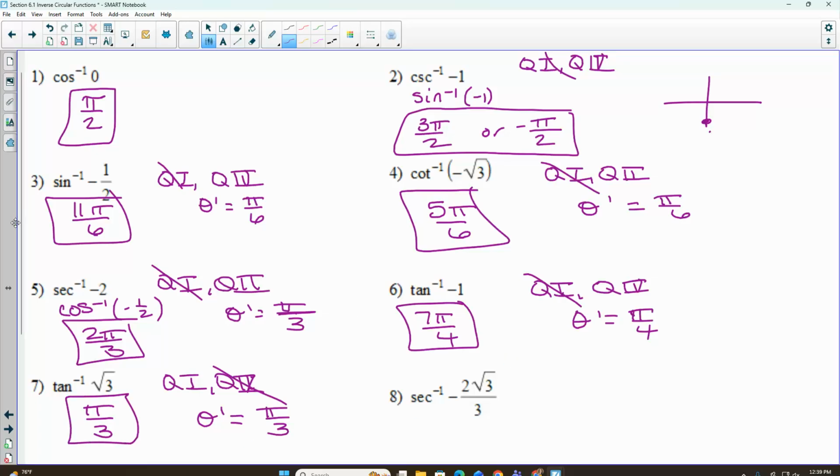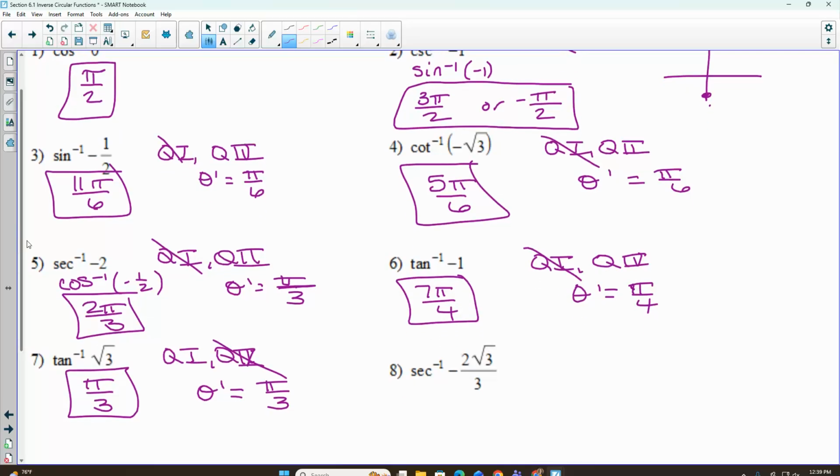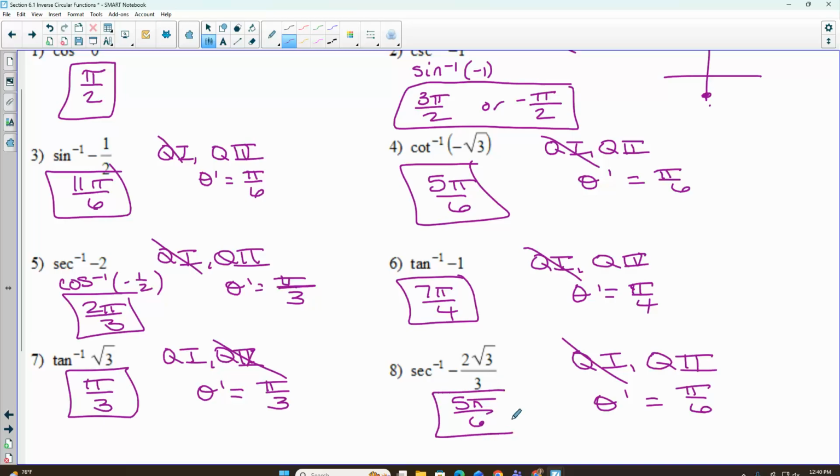And secant inverse of negative 2 radical 3 over 3. Secant is the reciprocal of cosine, so it exists in quadrants 1 and 2. Negative, so quadrant 2. Reference angle: if you need to, think about cosine as the reciprocal. So cosine is radical 3 over 2, which would be at 30 degrees, so pi over 6. And pi over 6 in quadrant 2 is 5 pi over 6.